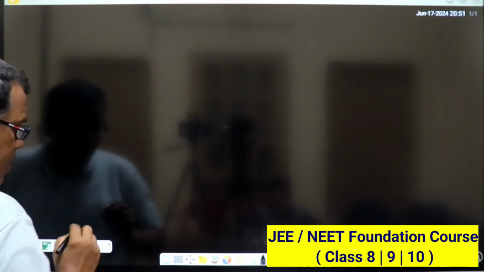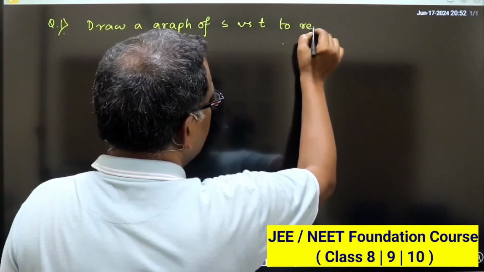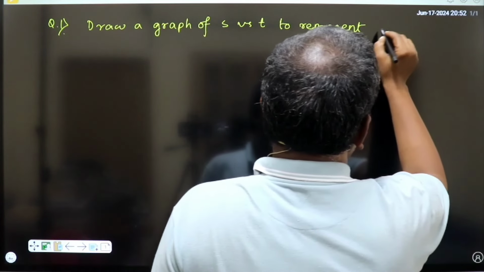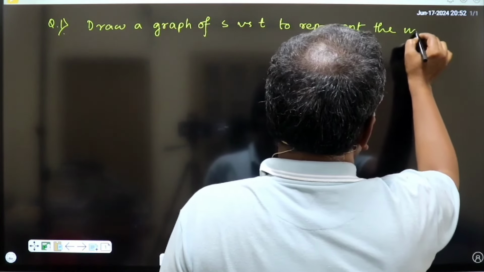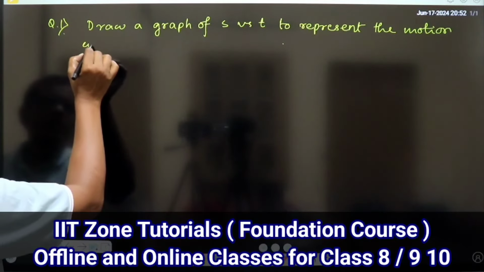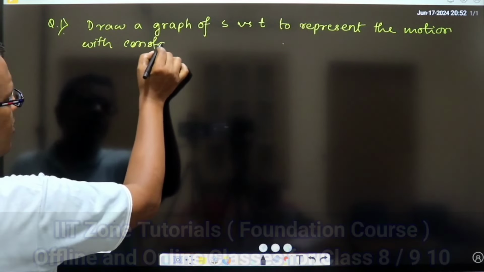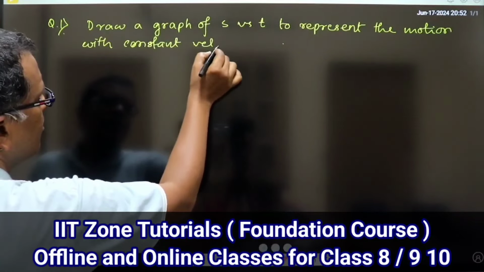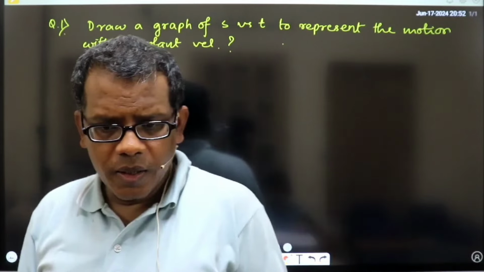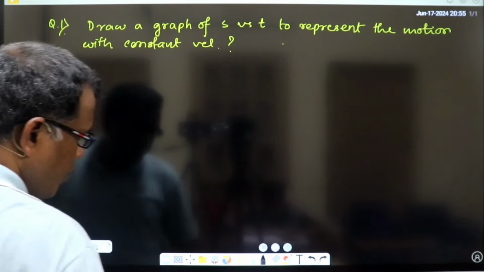Graph that you have understood, right? Draw a graph S versus T to represent the motion with constant velocity. Draw this one and show me what will be the displacement time graph that represents motion with constant velocity.